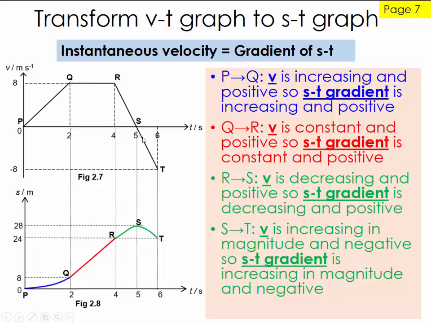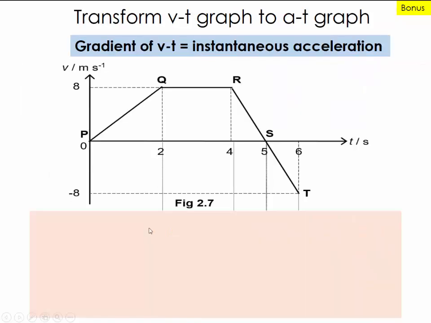So V is becoming more negative, so the gradient should become more negative, as you can see here, right? So you should be able to transform a VT graph like this into an ST graph like this. Okay, now let's transform the VT graph to an AT graph, acceleration-time graph.